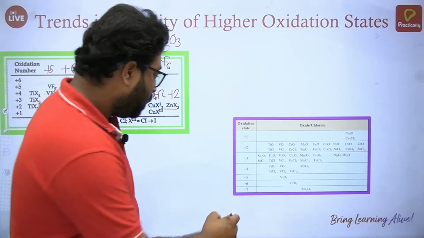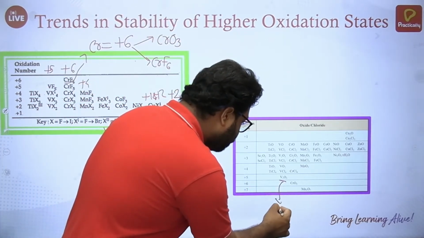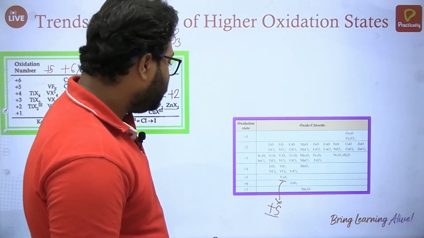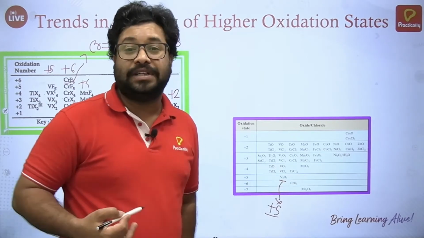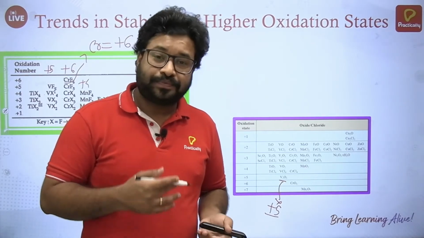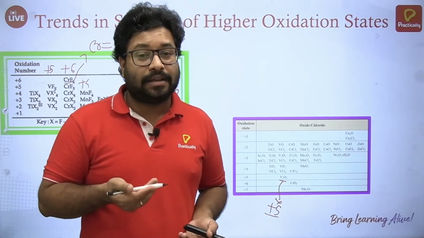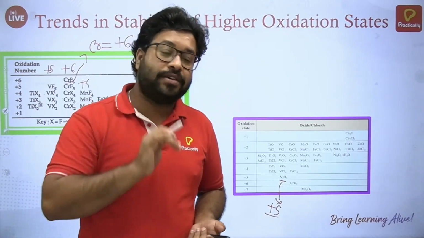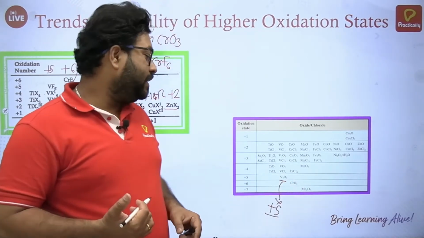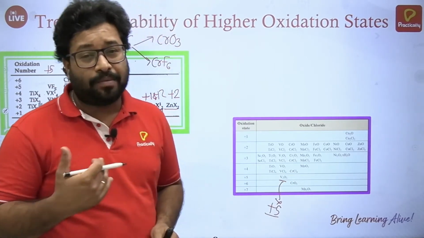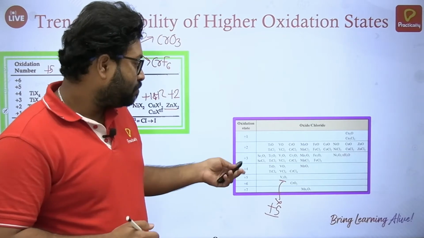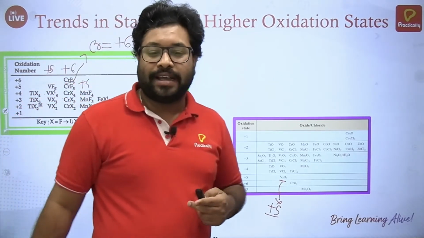See here, vanadium is showing an oxidation state of +5. But with chlorine it is forming only VCl4. It is not forming VCl5. Why? Because of steric hindrance. Chlorine is larger in size than fluorine, so you cannot accommodate all 5 chlorine atoms around the vanadium because there would be steric hindrance. That is why it can bond with oxygen to form the +5 oxidation state. With chlorine, it can show a maximum of +4 oxidation state only. That is how the whole chart is all about.